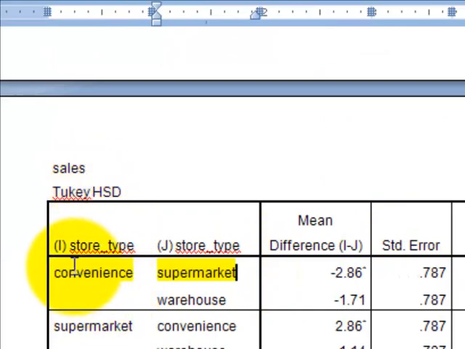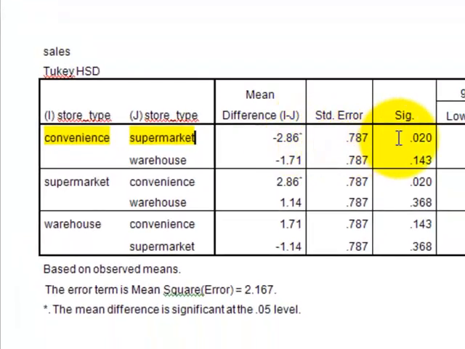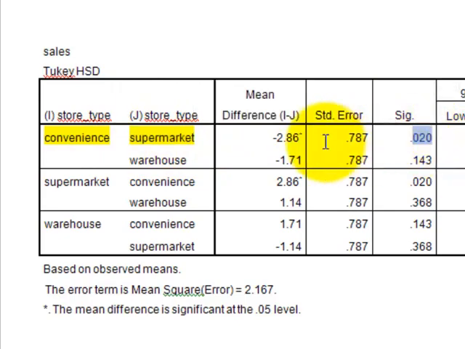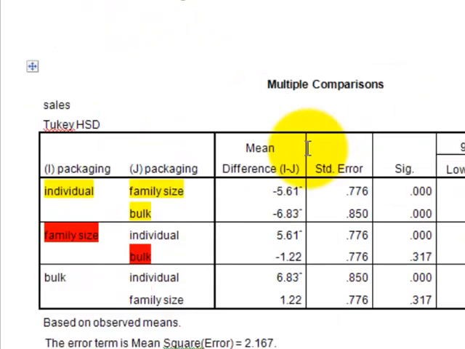So here's your types of stores. Now remember, we did not get a main effect here, so this must be caused by the interaction. That's what's going on here. Because of the interaction, because of the shelf placement, there is a significant difference between the convenience stores and the supermarket stores in the sales. Okay, so that's what the interaction is all about.